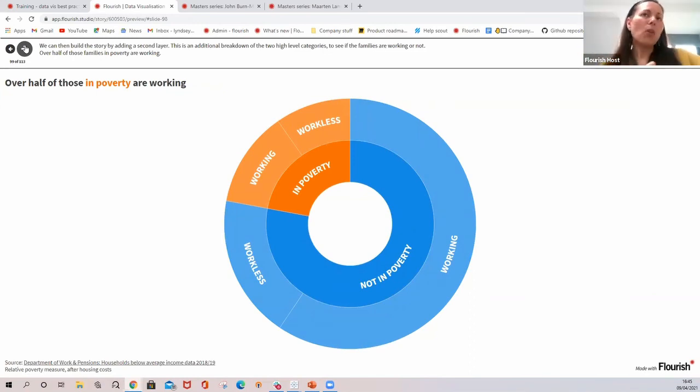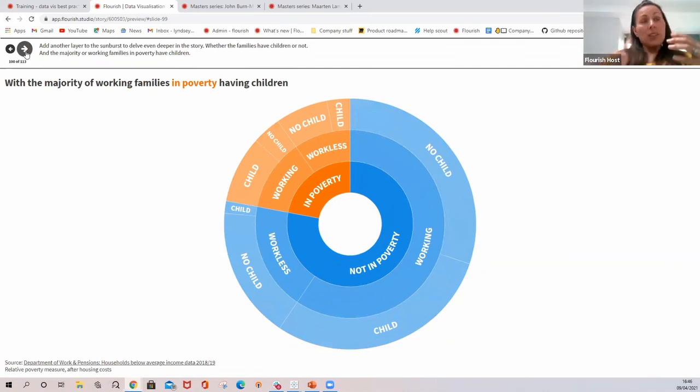So now we can start to see, of those people in poverty, an extra layer of information: who is working and who is workless, who doesn't have a job. And we can see that over half the families in poverty are actually working, which is quite another interesting step in your story. Maybe people wouldn't naturally know that. And you can start to build out your story with more and more layers, more and more breakdowns, to tell more and more detailed, informational parts of your story. So now you're adding another layer: in those families, are there children or no children? And here you can see a lot of these working families in poverty have children, and a lot of the workless people in poverty don't have children. So you're giving more and more layered information to your story, and you're stepping people through that so that they can start to take home different messages.